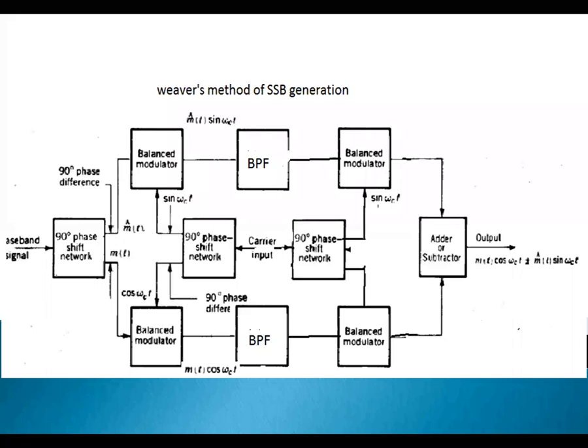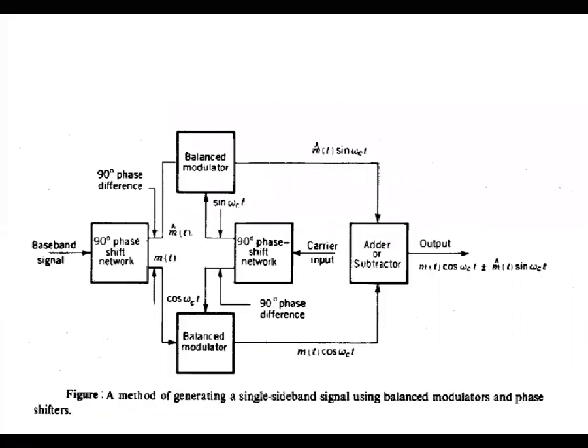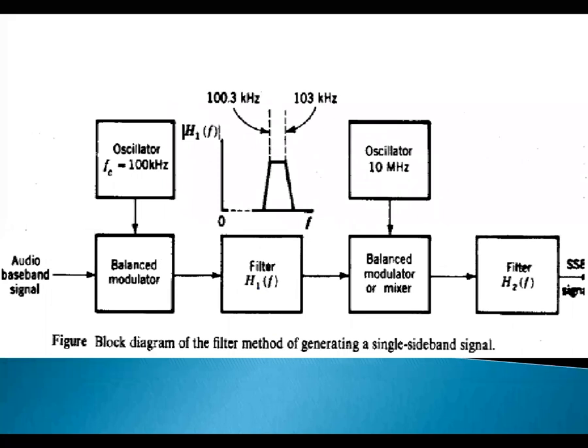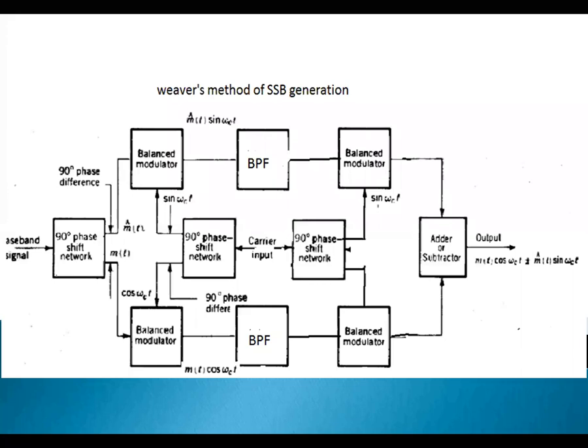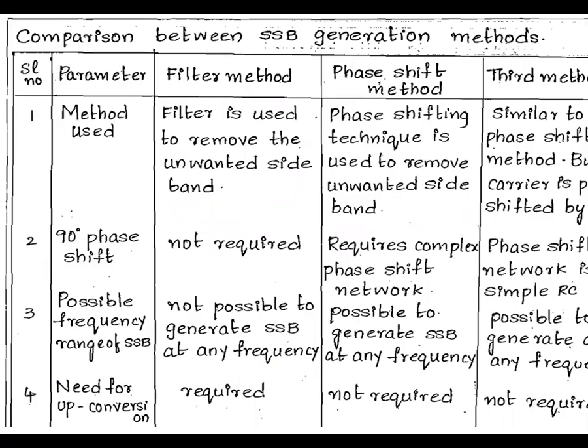90 degrees phase shifters are used, and the thing in Weber's method is that band pass filters are used to give the input to the second pair of balanced modulators. Okay, so please practice this block diagram again. Now there are three methods of generation of SSB: one is the filter method, another one is the phase shift method, and another one is Weber's method of generation, or third method of generation. Now you have to compare these three methods.